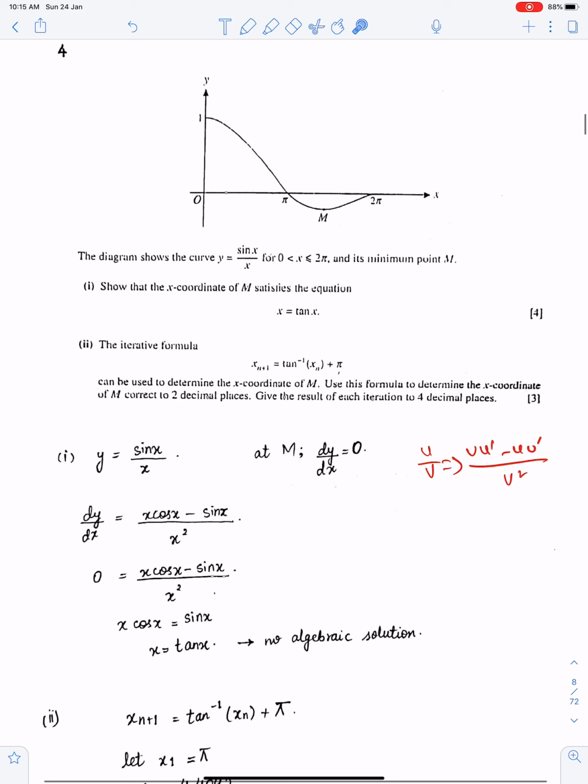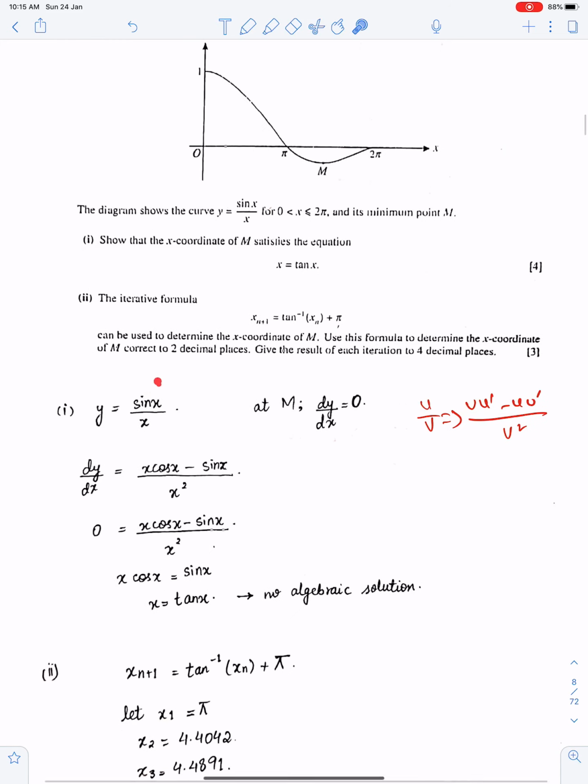This is question number 4. This is the minimum point. You all know how to get the x coordinate of the minimum point. At the minimum point, gradient is 0. Show that the x coordinate of m satisfies this equation. That means you need to differentiate this equation and equate the gradient to 0.